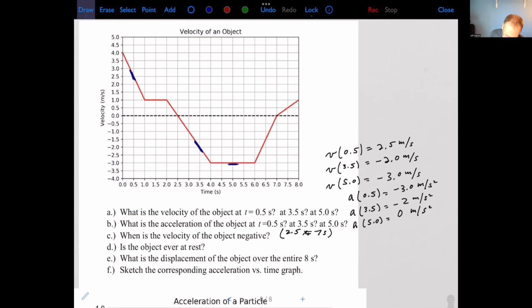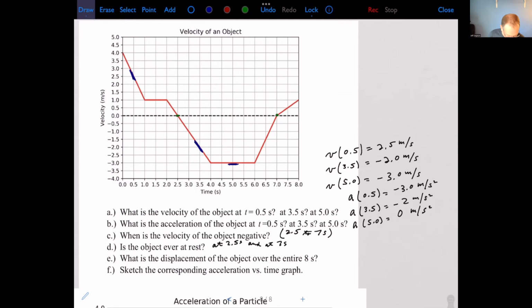Is the object at rest? Well, sort of. It has a velocity of 0 at 2 instants in time. So you can kind of say it's at rest just for an instant in time. When does that occur? Right at 2.5 seconds, right here where the velocity is 0, and right at 7 seconds, where the velocity is 0. So let's say at 2.5 seconds and at 7 seconds.